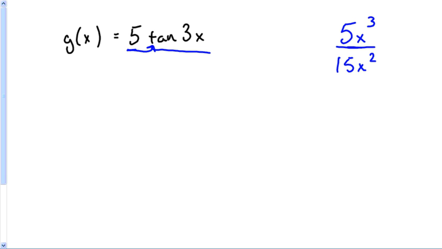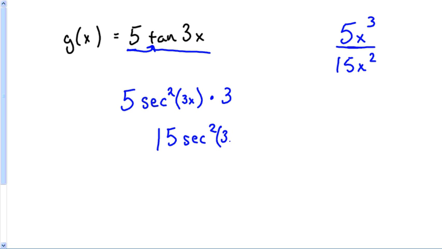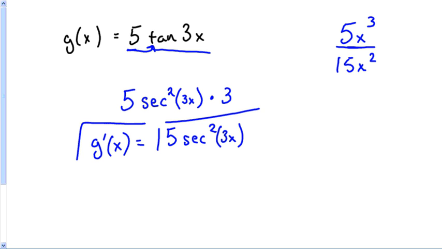So my answer is going to be 5 times, what's the derivative of tangent? Well, that would be secant squared, I'm going to put a little parenthesis there, 3x, times the derivative of 3x, which would just be 3. So my final answer is 15 secant squared 3x. Again, you didn't have to put that in parentheses. I did it just to make it a little bit prettier looking. So I'm going to go ahead and box this.